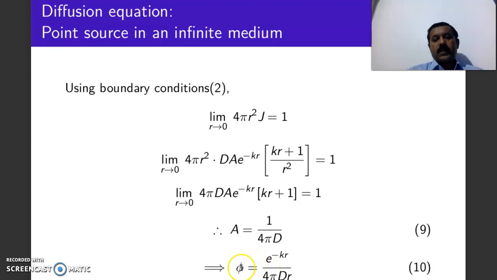Now you can notice from this equation 10 that the flux depends only on r, because 4 pi and D are constants. It depends only on r. It varies as e to the power of minus kr by r. If the medium has more than one source, then you have to take the contribution from all these source points. This is how the diffusion equation can be applied for a particular problem to obtain the flux.